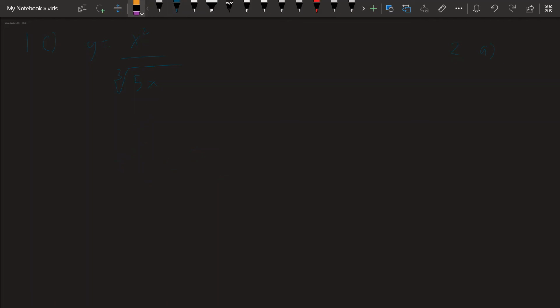Let me actually rewrite it in another way, in a more understandable way for you guys. It's the same way as saying x squared over the cube root of 5 multiplied by the cube root of x, right? We can do that. It's a property of radicals. So now we have x squared over the cube root of x multiplied by a constant. The cube root of 5 is a constant, right? And we want to find dy/dx. So we can find the derivative of x squared over the cube root of x, and we can multiply it by the constant in the end, right?